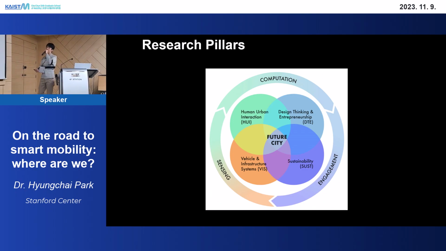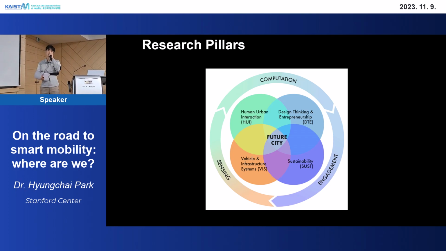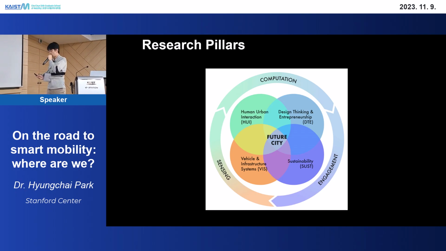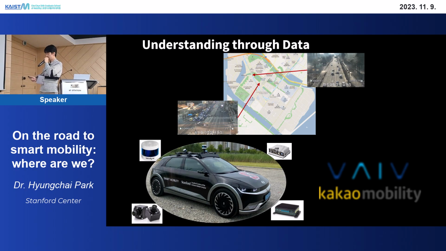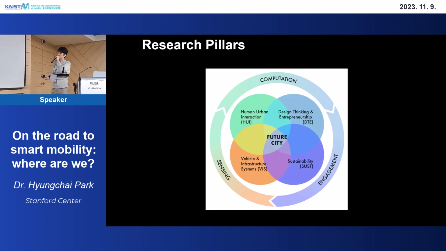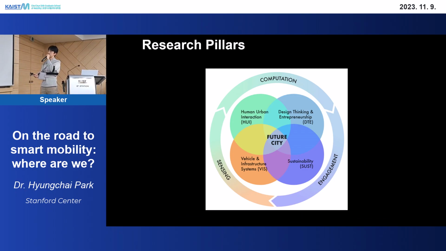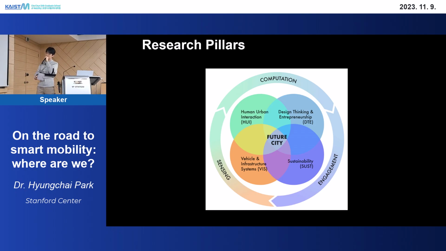And the primary research topic of our center is how to implement smart city. But smart city is also a very huge subject, as huge as the mobility. So we cannot cover everything on it. So we choose four research pillars, which start from the vehicle and infrastructure systems and human urban interaction, and design thinking and entrepreneurship. And the last one is sustainability. So I'm mainly working on these two parts, the vehicle and infrastructure systems and human urban interaction.